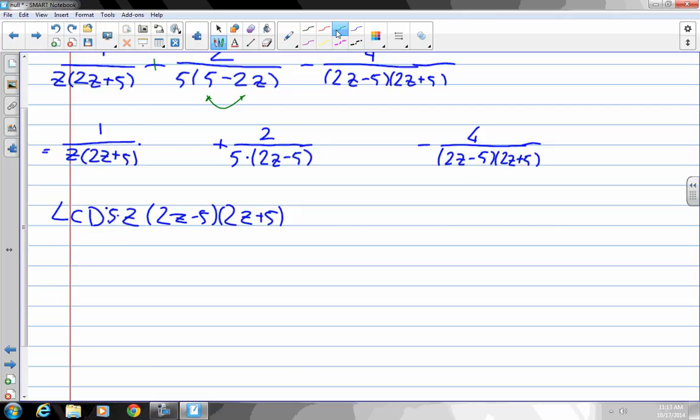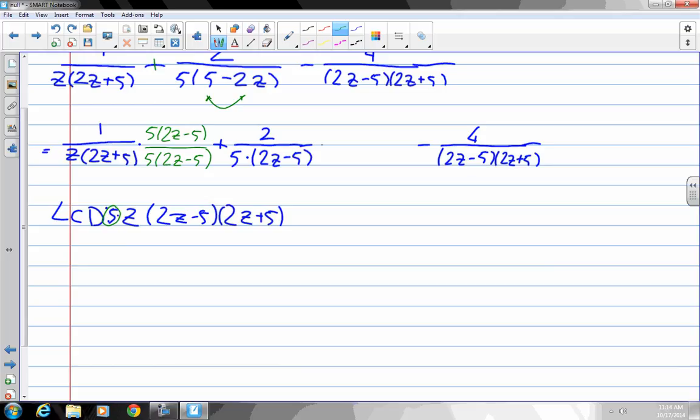So compare each denominator with the LCD. What is the first denominator missing when you compare it with the LCD? 2z minus 5, and what else? Missing a 5 as well, right? 5 is a part of the least common denominator. So I need 5 times 2z minus 5 over 5 times 2z minus 5. Even though 5 appears in 2z plus 5, does not mean that 5 is a factor of 2z plus 5. So we need 5 as a separate entity in there.